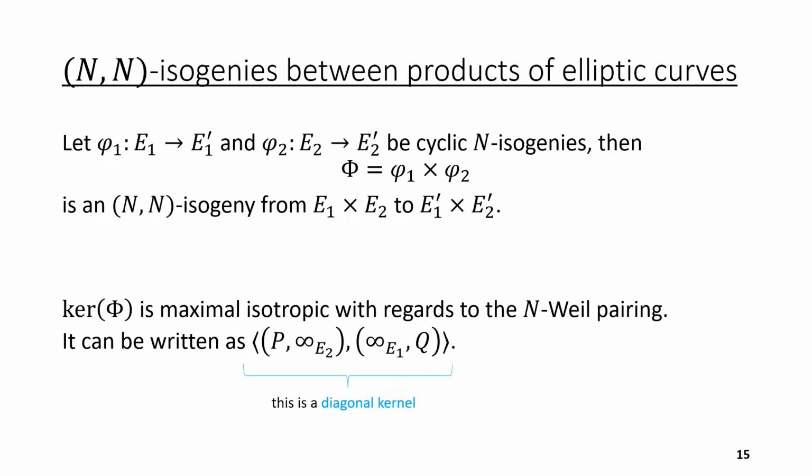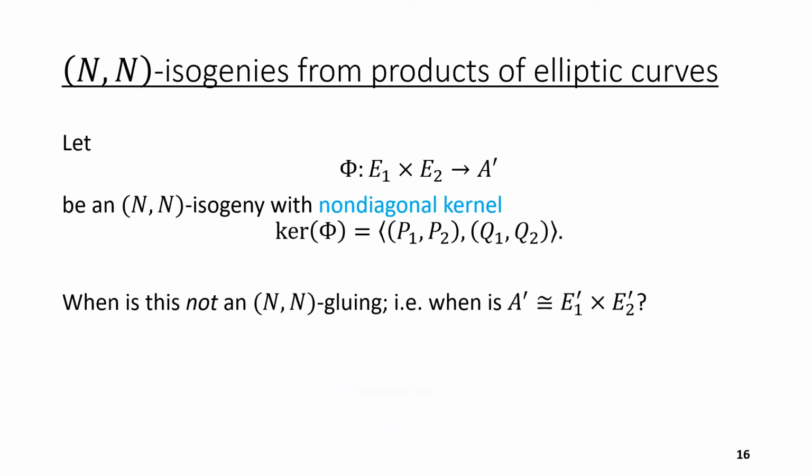Okay, and then the question is, what happens when you have non-diagonal kernels? Obviously, you can also have that. In this case, the kernel looks like this always, where P1, Q1 is a basis for the n-torsion of E1, and P2, Q2 is a basis for the n-torsion of E2. Now we expect A prime to be almost always a Jacobian of a genus 2 curve, right? Except for the special case that we talked about earlier. So the question is really, when is this not the Jacobian of a genus 2 curve, which is maybe an easier question to answer, because it's more rare.